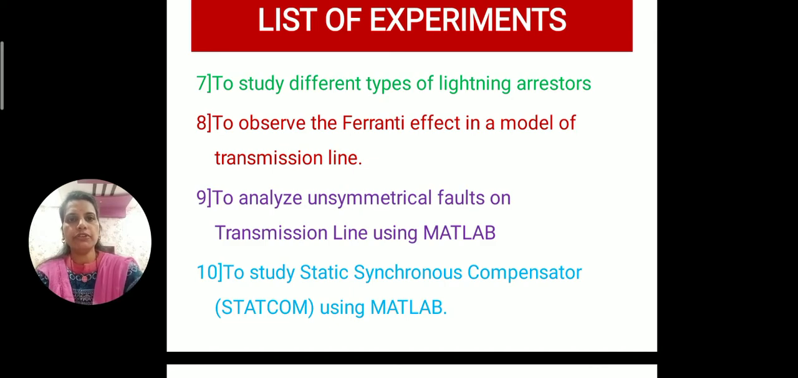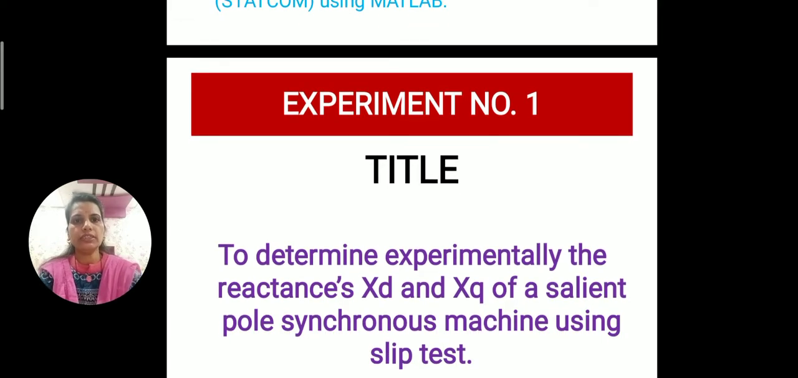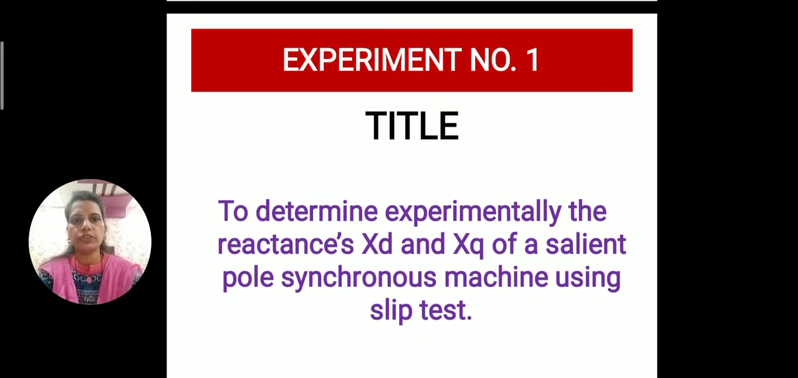Today we will discuss experiment number 1. See the title of that experiment: to determine experimentally the reactances XD and XQ of a salient pole synchronous machine using the slip test, that is direct axis reactance and quadrature axis reactance.